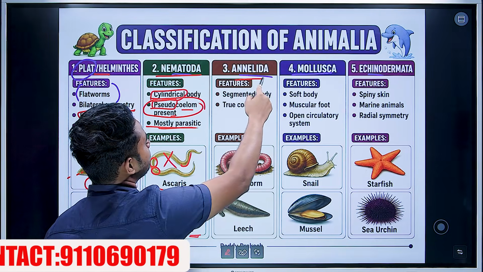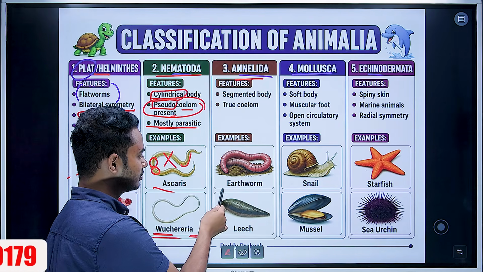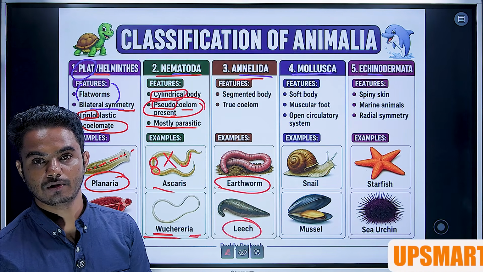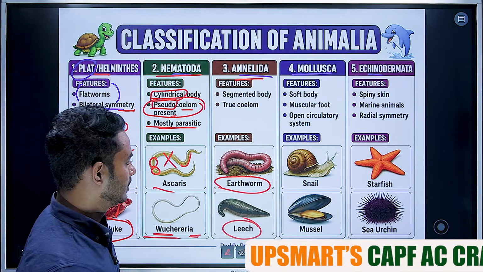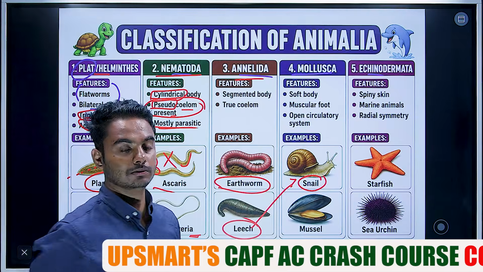Next is Annelida. Features of Annelida: examples, if you see first, earthworms and leeches are examples for Annelida. Snail is an example for Mollusca.